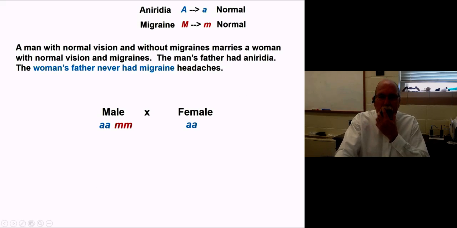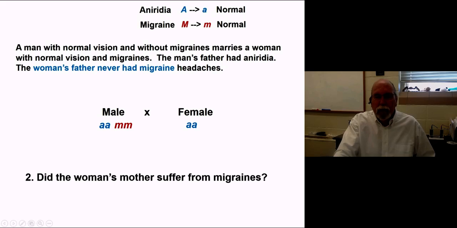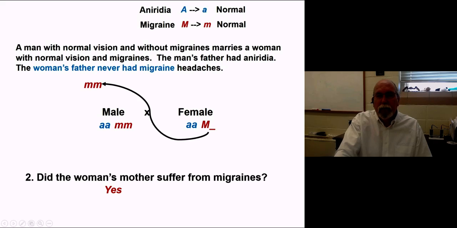Okay. All right. Then we have the woman. Did the woman's mother suffer from migraines? Well, it says her father never had any migraines, right? We know that she's this, so I think the answer is probably yes. Why? Well, because dad, the father, was recessive, so he must have given her little m's. That's all he could give.